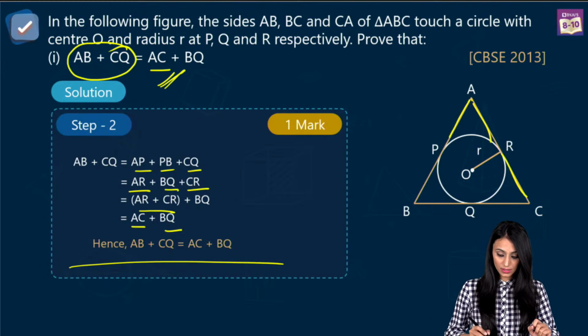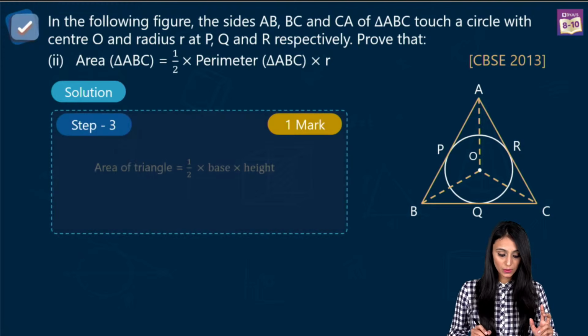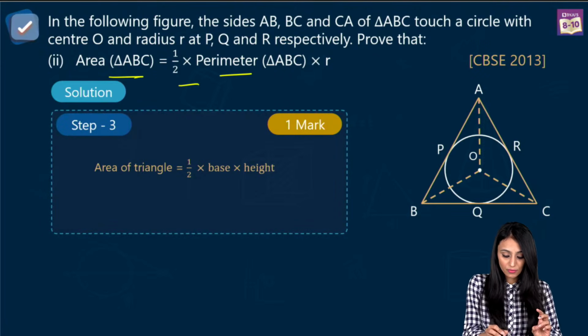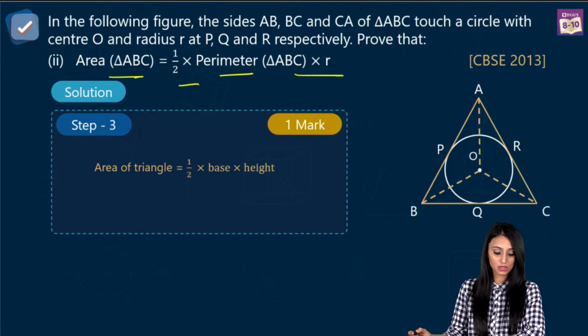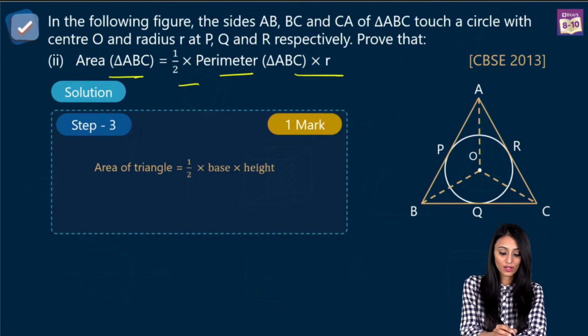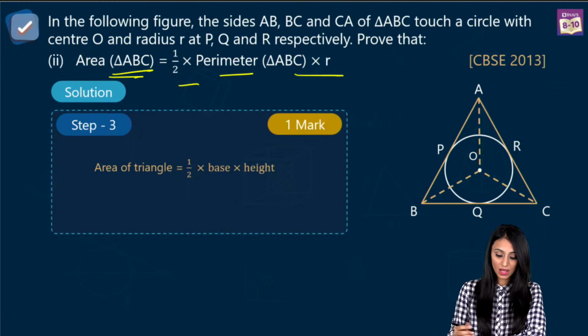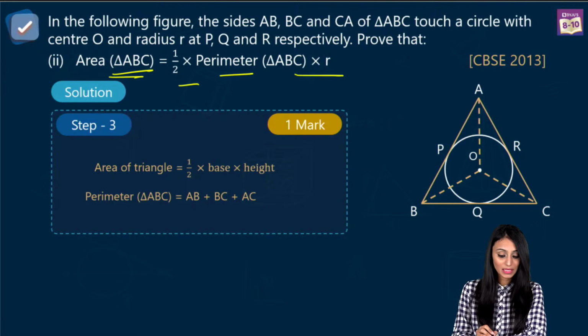All right. Coming to the next part, we need to prove that area of this triangle is half times perimeter of ABC times R. Area of triangle ABC is given, so I'm using area. First we have joined OA, OB and OC. These are the radii of the circle, right? Area of triangle is half times base times height. And perimeter is the sum of all the sides, AB plus BC plus AC.